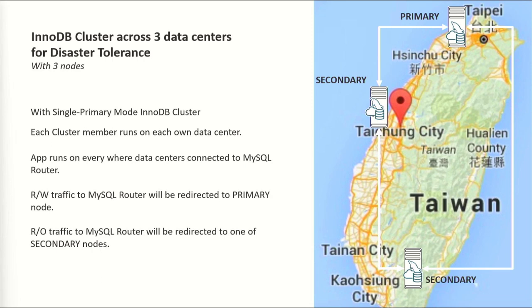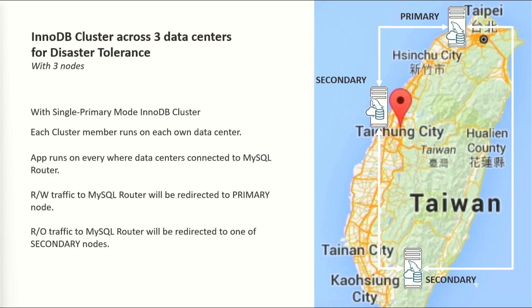In terms of InnoDB Cluster, since we are talking about clusters, let's say we have a three-node InnoDB Cluster. We have various options. For example, we can create InnoDB clusters where each of the cluster members runs in its own data center. Let's say we have three data centers and three InnoDB cluster members, each of the members running in its own data center.